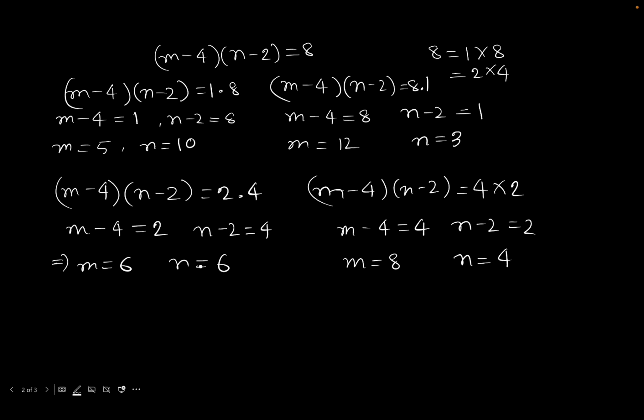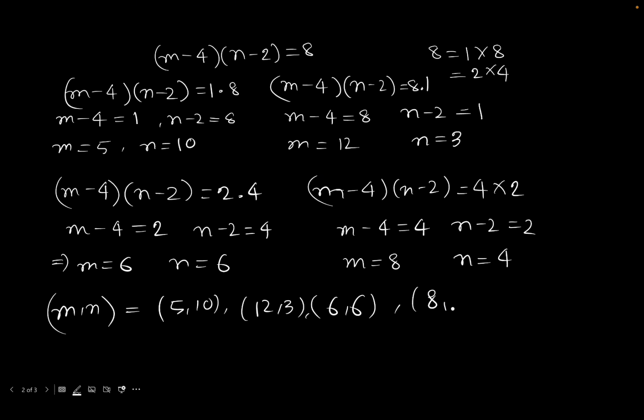So we have got 4 pairs, and we can write them as (m, n) = (5, 10), (12, 3), (6, 6), and (8, 4), and these are our solutions.